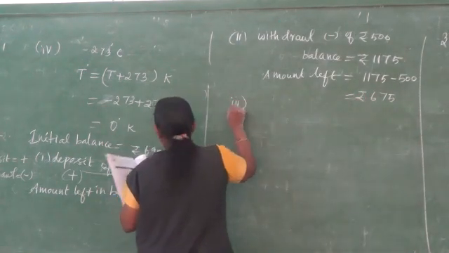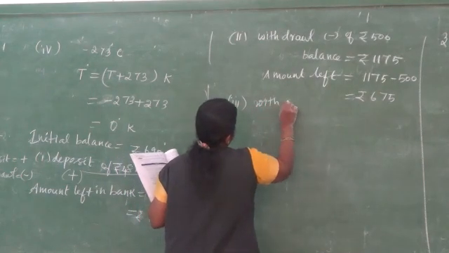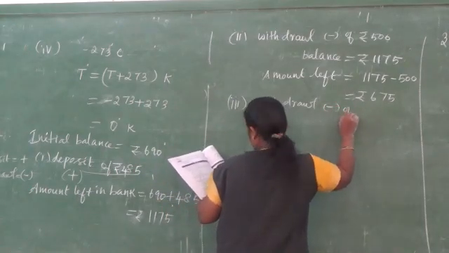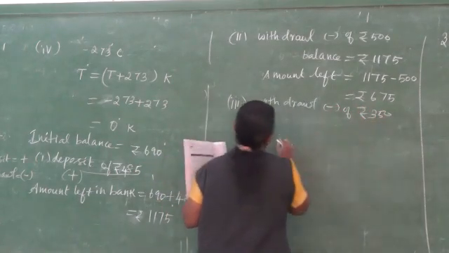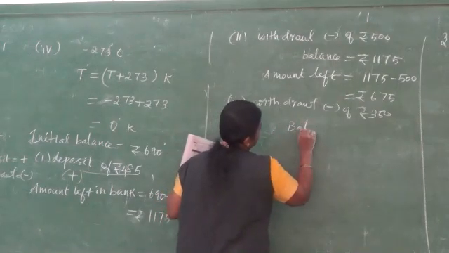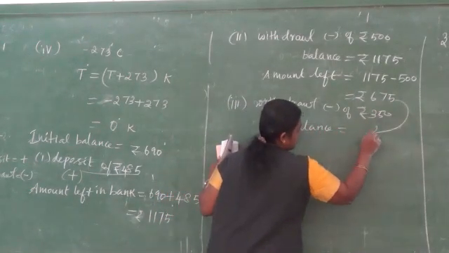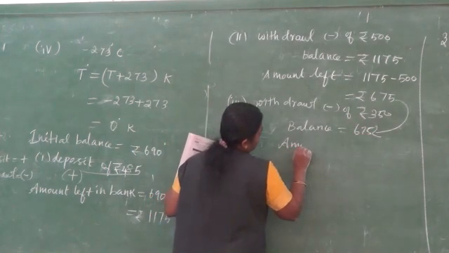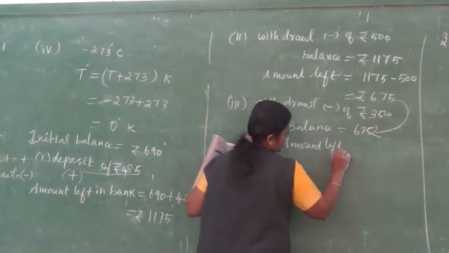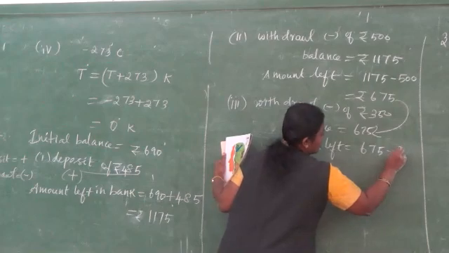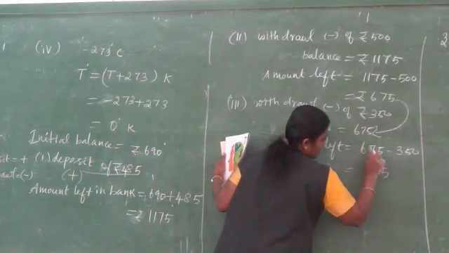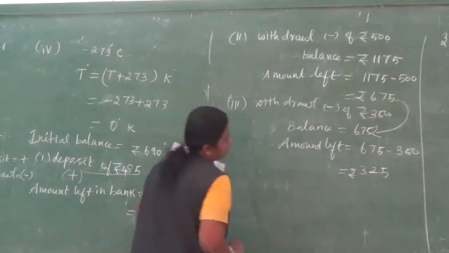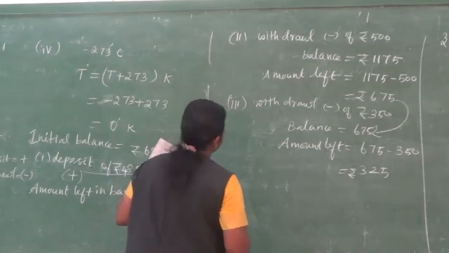Third option, again he withdraws 350. So what is the balance now? 675. What is the amount left now? 675 minus 350. So 5, 7 minus 5, 2, 6 minus 3, 3. So now in the bank we have the amount of 325.